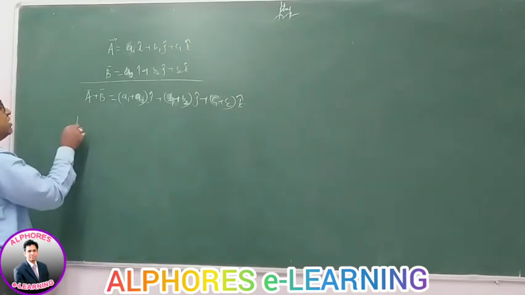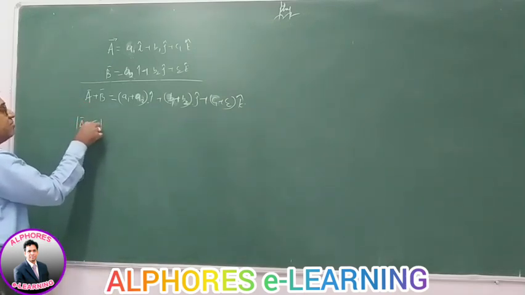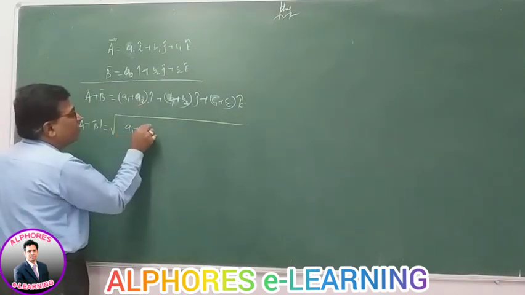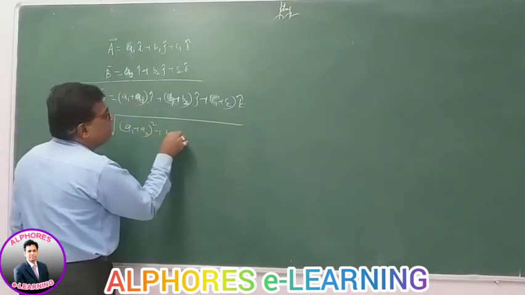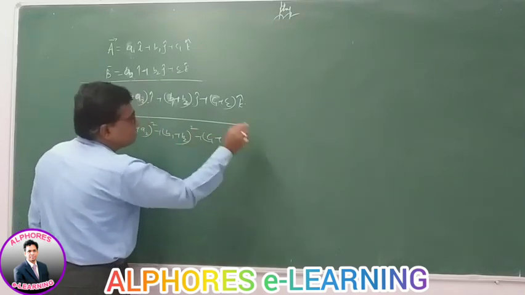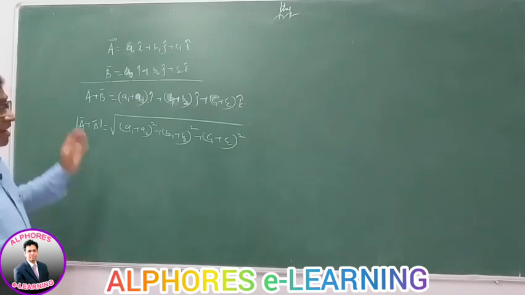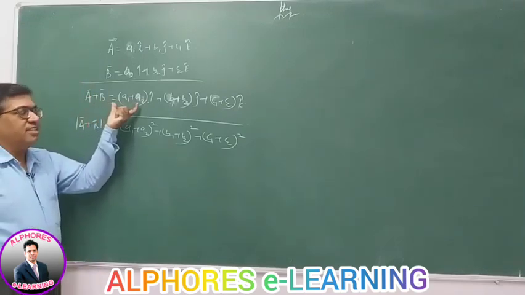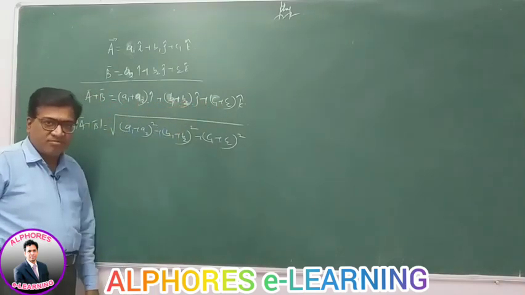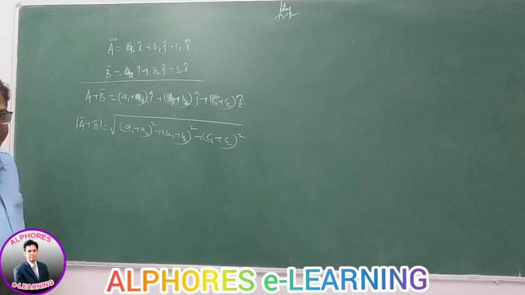Suppose you are asked to find the magnitude of this one. The magnitude is the under root of (a1 plus a2) whole square plus (b1 plus b2) whole square plus (c1 plus c2) whole square. That is the magnitude of the resulting addition. Now the x component is a1 plus a2, the y component b1 plus b2, the z component c1 plus c2. You can find the components also.